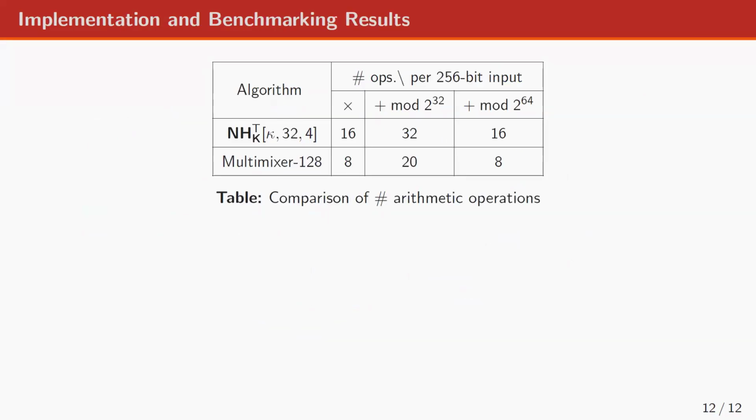Finally, we have some benchmarking and implementation results. First, we compare the number of operations per 256-bit input. NH requires 16 integer multiplications, 32 additions modulo 2 to the 32, and 16 additions modulo 2 to the 64. And Multimixer-128, on the other hand, only requires 8 multiplications, 20 additions modulo 2 to the 32, and 8 additions modulo 2 to the 64.